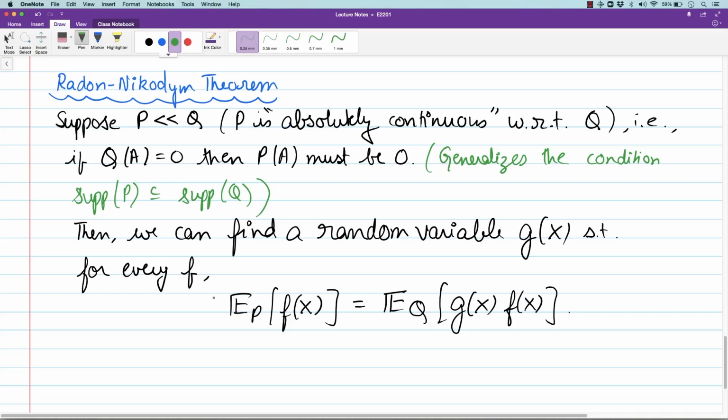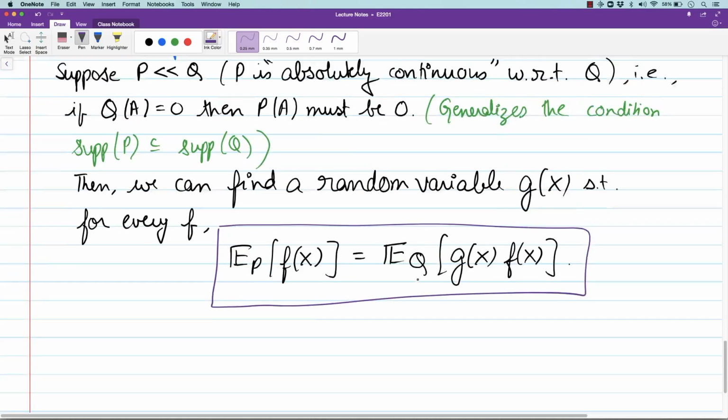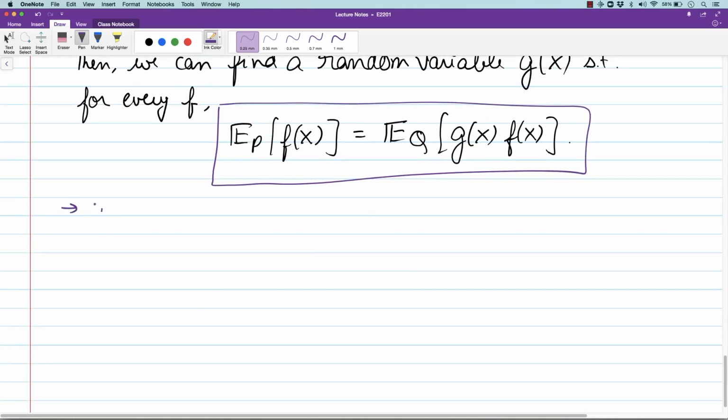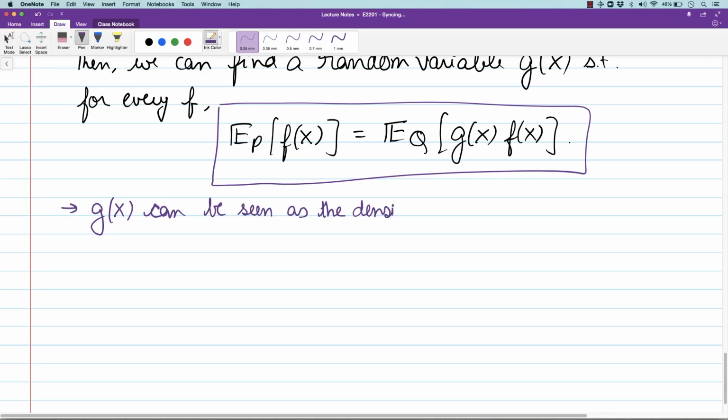Basically, this g always exists, and this g(x) can be seen as the density of P with respect to Q.